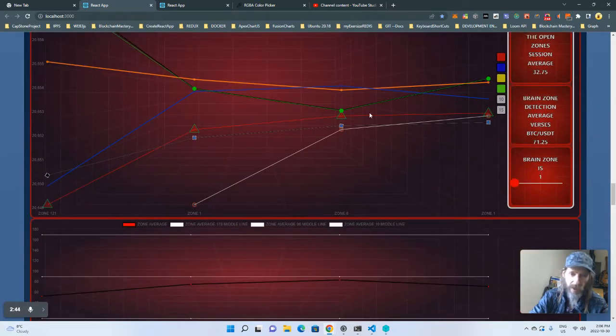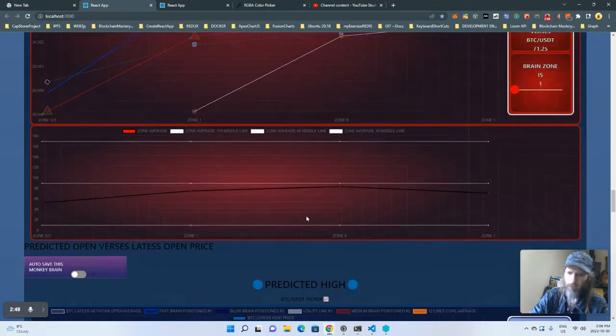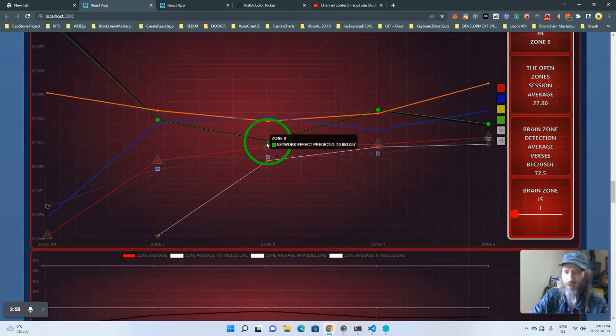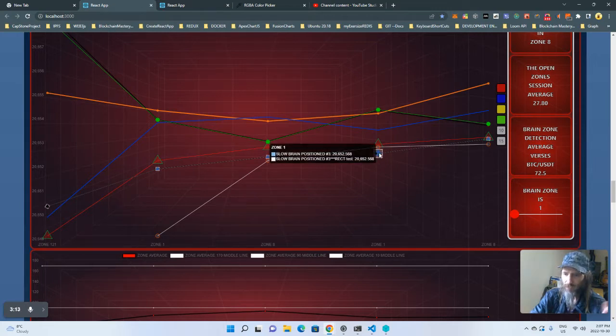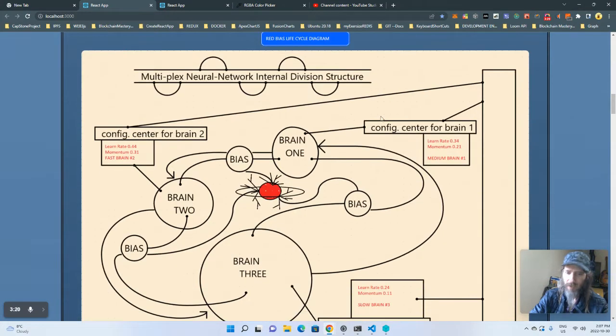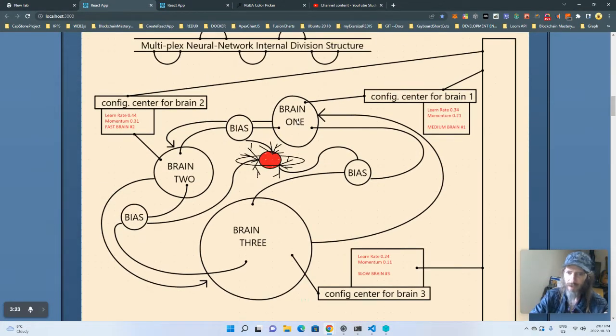And I fabricated a new brain here. So it's the green one right here. For beginners, recap, I have three brains: blue, fast; red, medium; and this little fella here is the slow. And these three brains are set up in this fashion. You got the medium brain, which is the red line. You got the fast brain, which is the blue line, and you got the gray and black line, which is the slow brain.